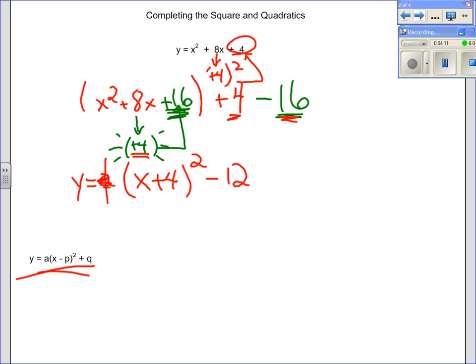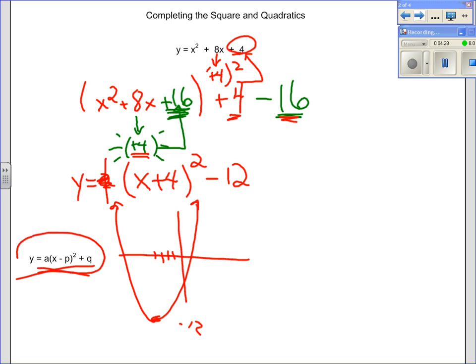Now, look what happens here then. You've got a vertex of minus 4, 1, 2, 3, 4, minus 12. Somewhere way down here is the minus 12. There's your nice little parabola opening upwards. Perfect. So when you complete the square, you end up getting it in this form. The nice thing is now you can sketch it, which makes it really, really powerful.